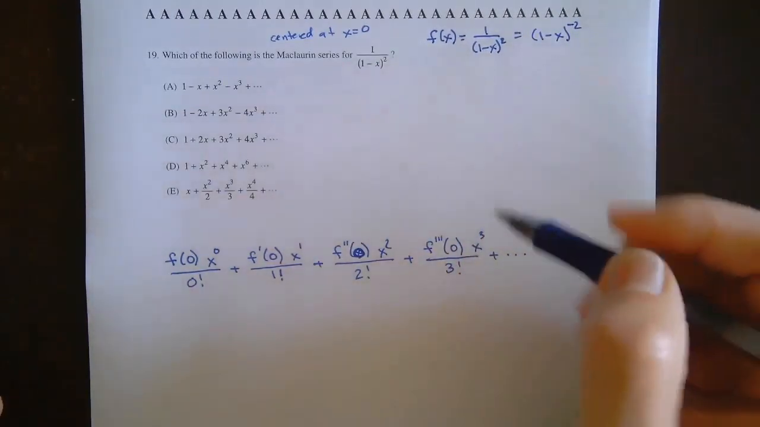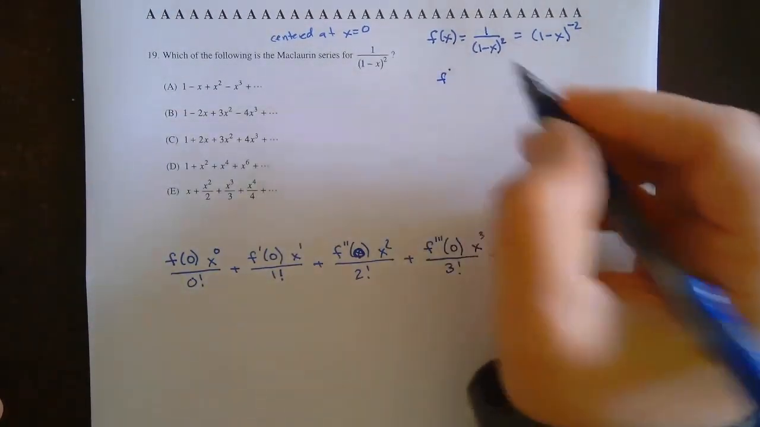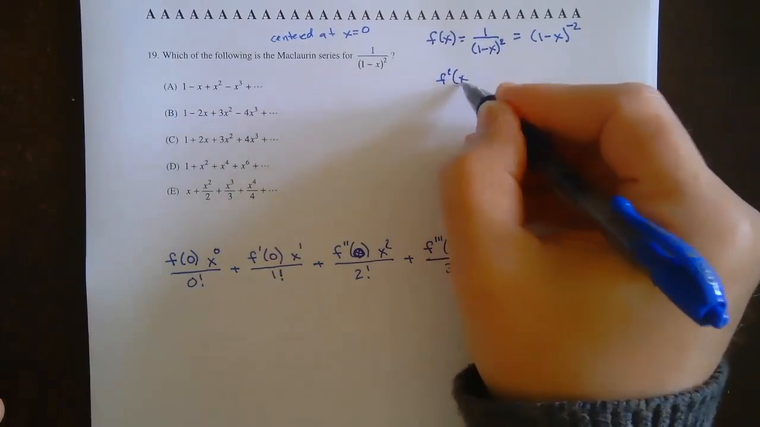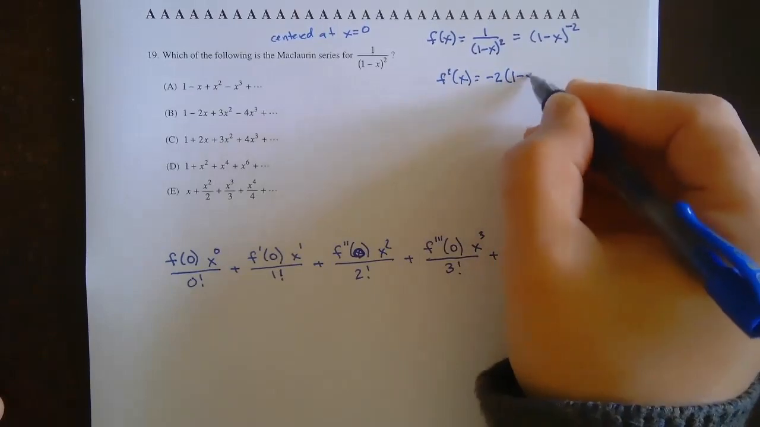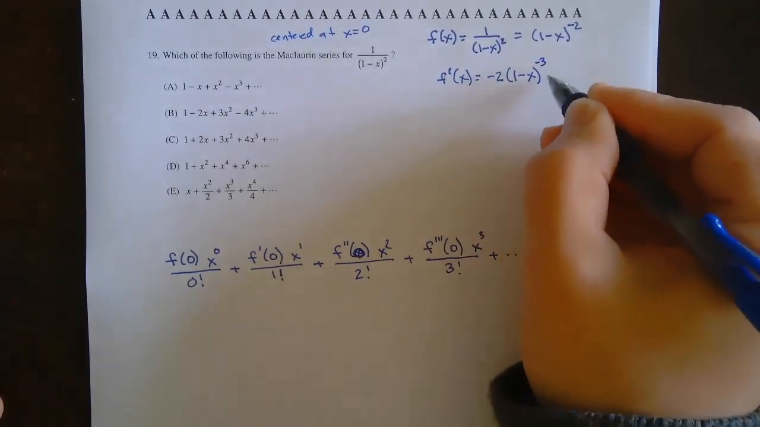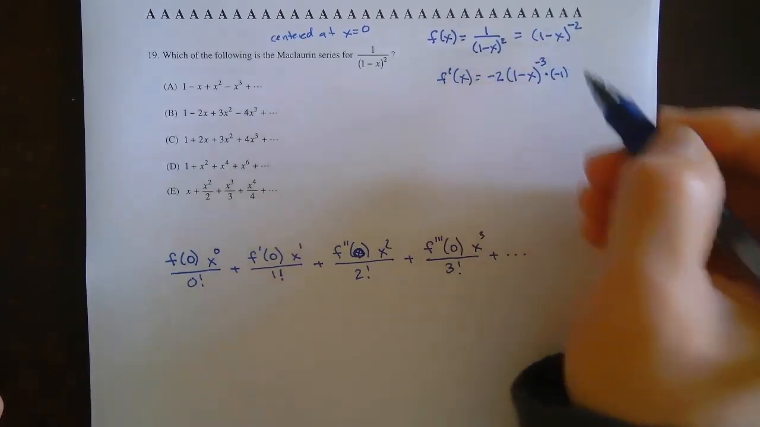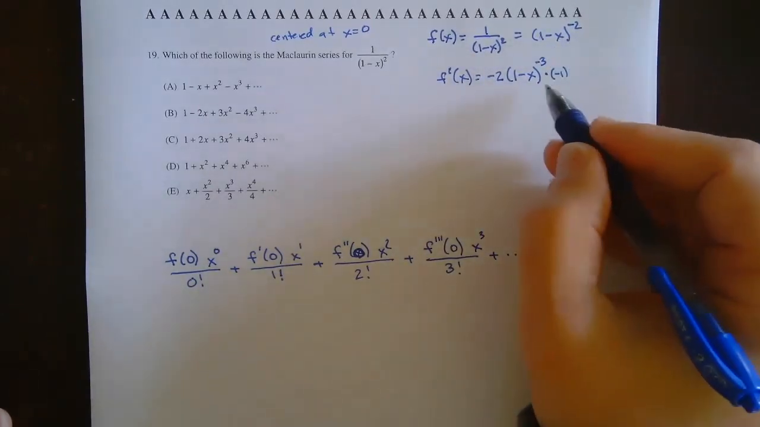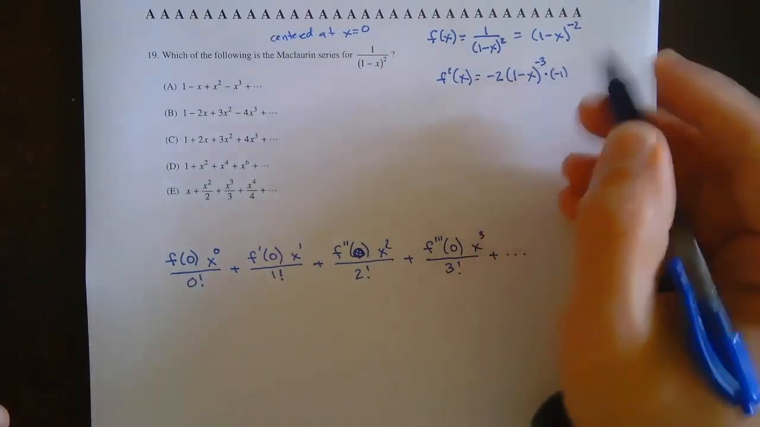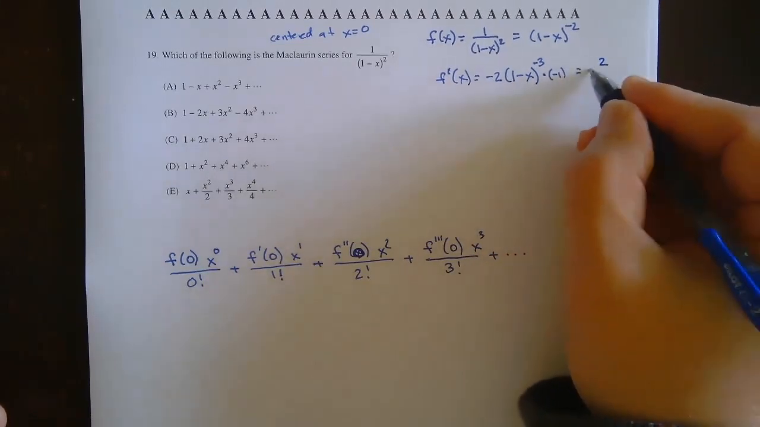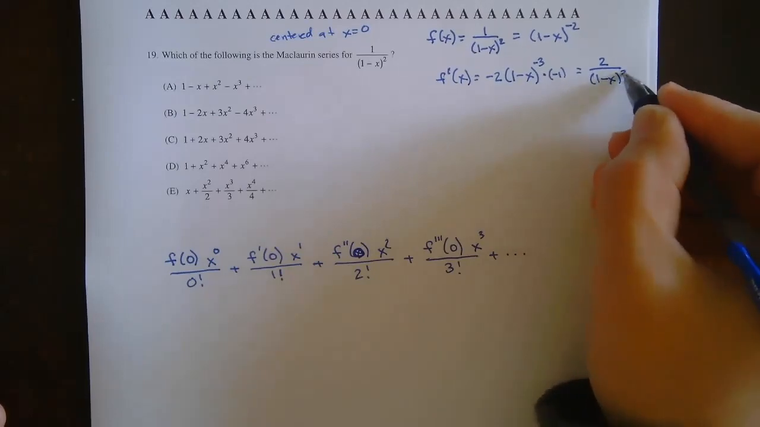So I'm going to start finding some derivatives. I know f prime of x would be negative 2 times 1 minus x to the negative 3 times negative 1, because we have to take the derivative of 1 minus x, and that would be negative 1. So this becomes 2 times 1 minus x to the negative 3, or 2 over 1 minus x cubed.